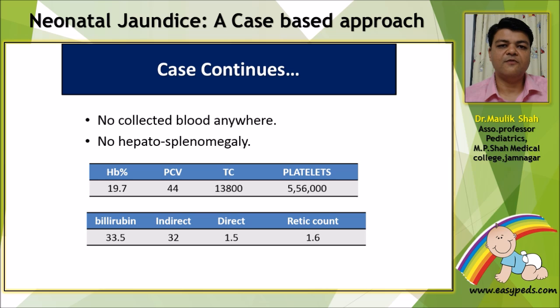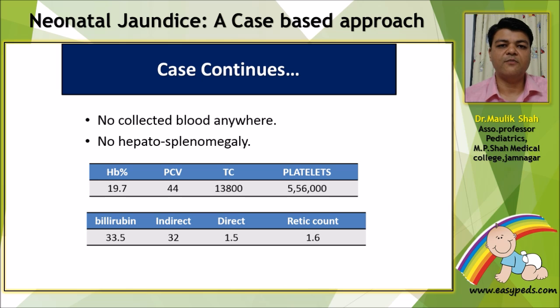No collected blood was detected, for example, cephalohematoma or anywhere else, which might lead to breakdown of RBCs and increase in jaundice. There was no hepatosplenomegaly either in this particular baby. The blood parameters were as shown here. The bilirubin was strikingly high, 33.5, where the indirect fraction was 32 in this baby.